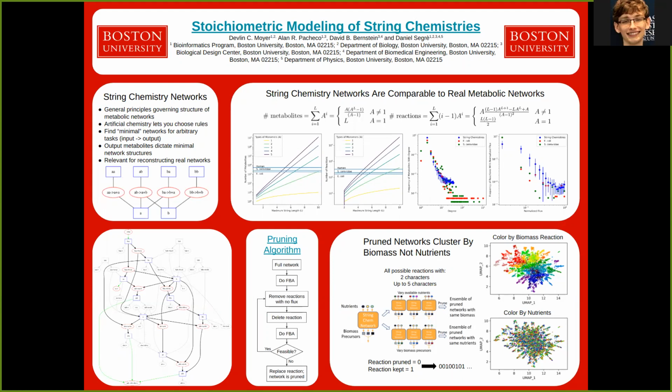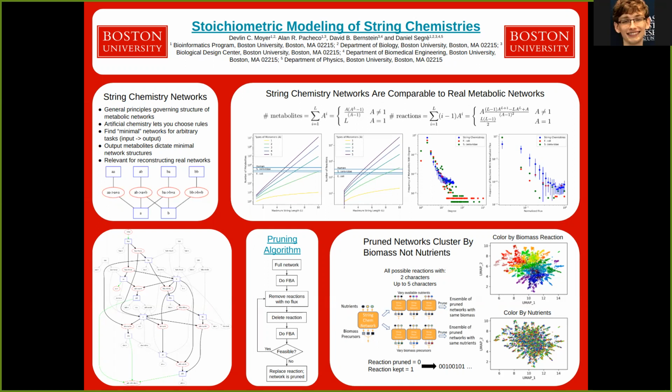and L, the maximum length a chemical can have. So we have some functions here defining the number of metabolites and the number of reactions as you vary these parameters, and these left two plots here plot those functions for several different values of A and L. As you can see, the y-axes on these plots are log scales, so this is almost exponential growth, which is quite fast. So it doesn't take particularly many types of monomer or long strings to get in the realm of real metabolic networks in terms of number of metabolites and number of reactions.